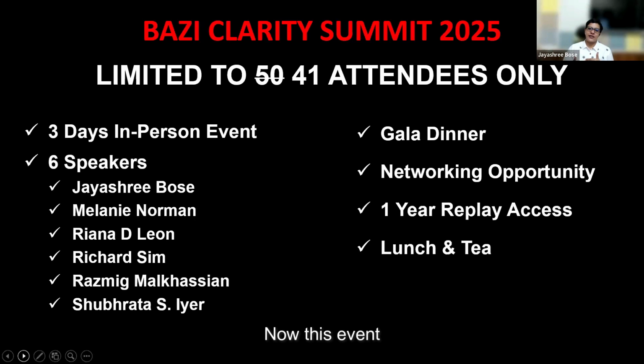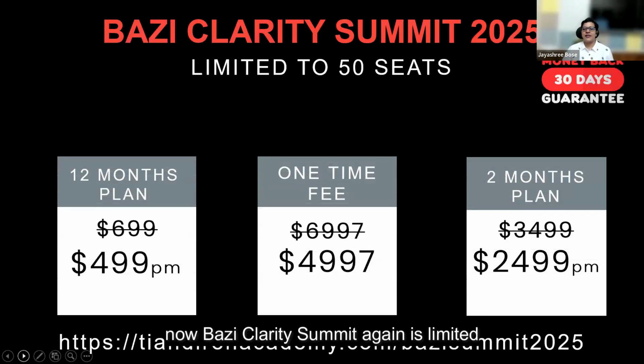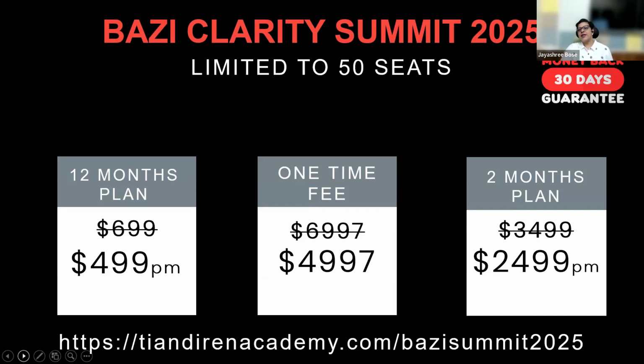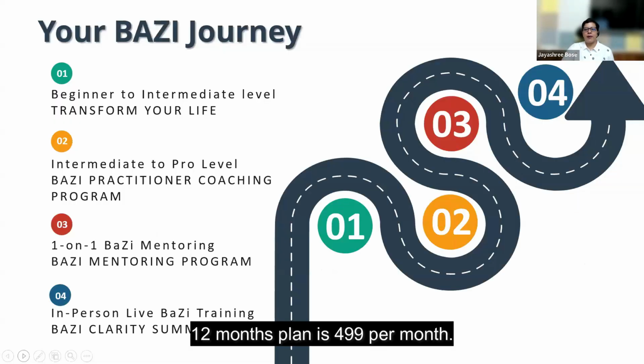Now this event for the mentoring students becomes a 4-day event and not a 3-day event. They get 1 day extra. All right. Now, BaZi Clarity Summit again is limited to 41 seats, not 50. One-time fee is 4997, and the offer ends on 9th of November. The super early bird fees. 2 months plan is 2499 per month. 12 months plan is 499 per month.